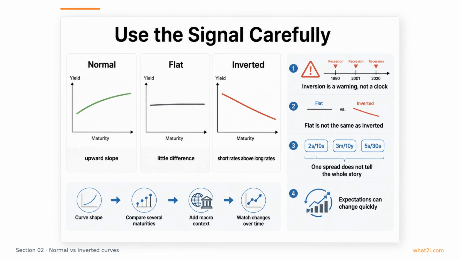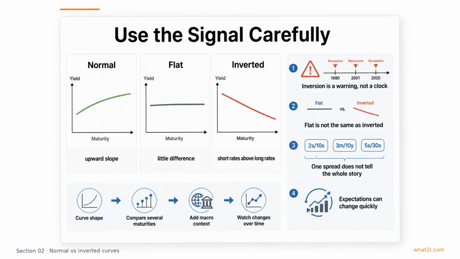Even though curve shape matters, it should be used carefully. An inversion is best understood as a warning, not a clock telling you exactly when weakness will appear. A flat curve is also not the same as an inverted one, because the market message is usually less severe and more ambiguous, and one spread by itself does not tell the whole story, since different parts of the curve can behave differently. On top of that, expectations can change quickly as inflation, jobs data, or central bank communication shifts. So the most reliable approach is to use the curve as one strong signal within a broader macro process.